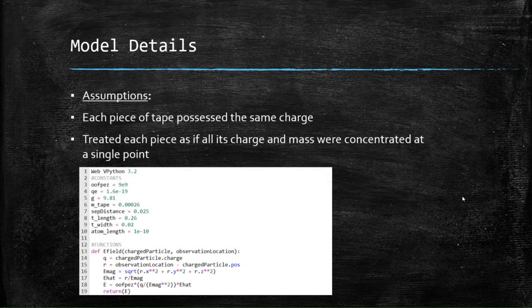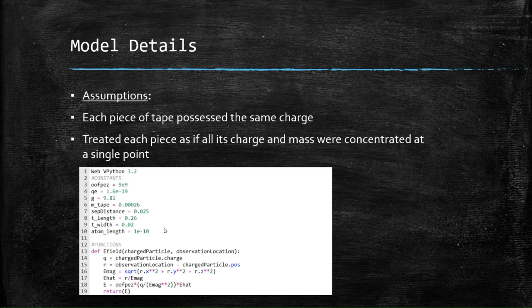Now for my model in GlowScript, a couple of assumptions we had to make in order to model this situation on a computer was to assume that each piece of tape possessed about the same charge, and we had to treat each piece of tape as if all its charge and mass were concentrated at a single point, because it'd be very difficult to model the actual shape of the tape.